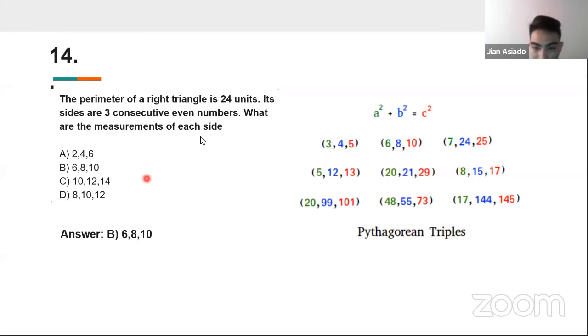Ayun. So now I want you to be introduced with the concept of Pythagorean triples. Some of you are probably familiar with it. Basically, ito yung mga numbers na eksakto kapag pinlug in mo sa Pythagorean equation. So, let's say for example 3 si A, 4 si B, 5 si C. Si C, ito yung hypotenuse mo. So, these are always exact.